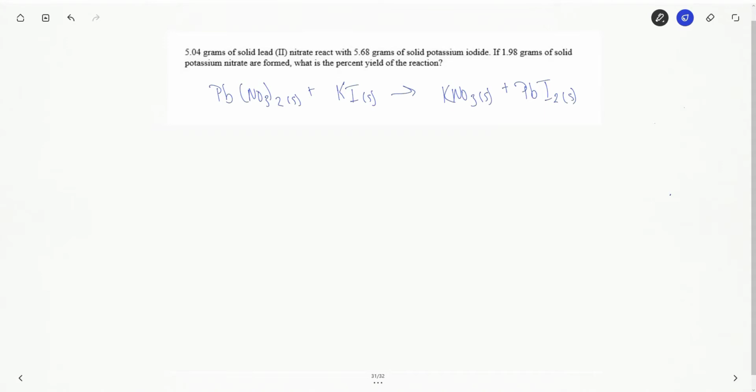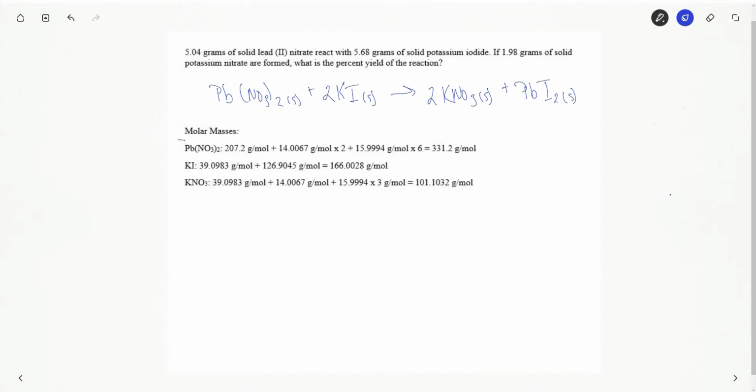Now let's balance it. Let's see, I need a 2 here and a 2 here, and then we are balanced. Now I'm going to calculate my molar masses that I think I might need. Here are my molar masses.